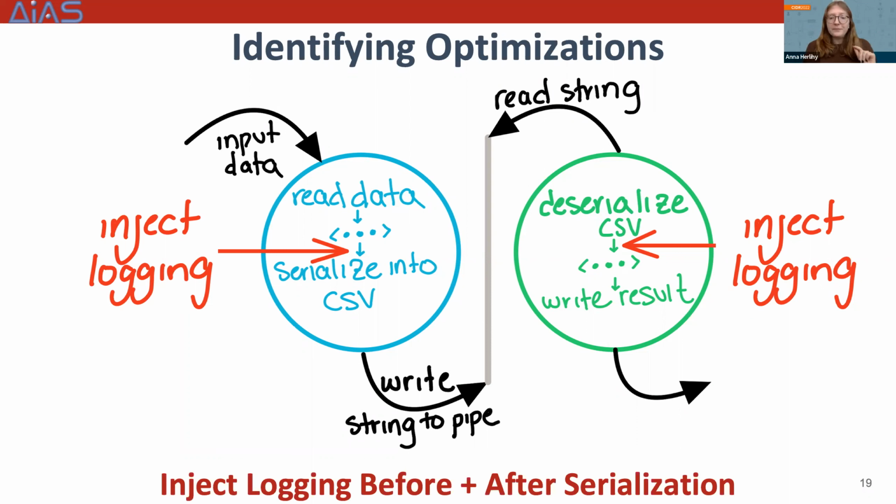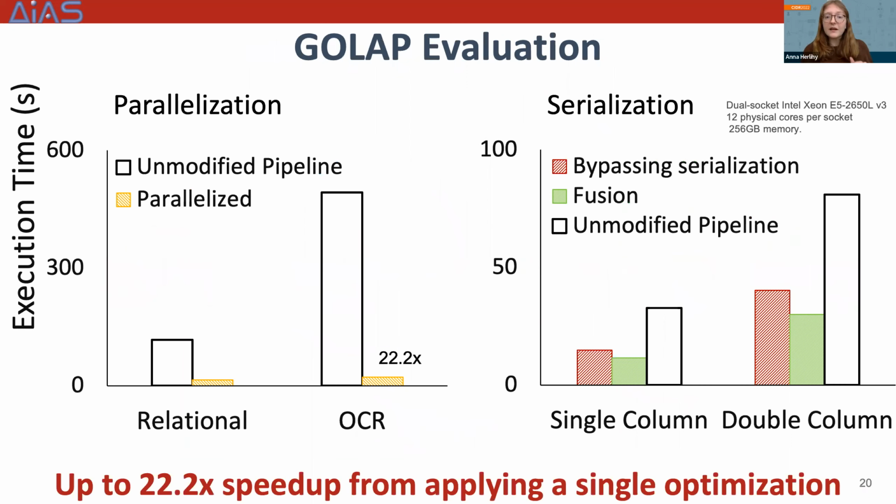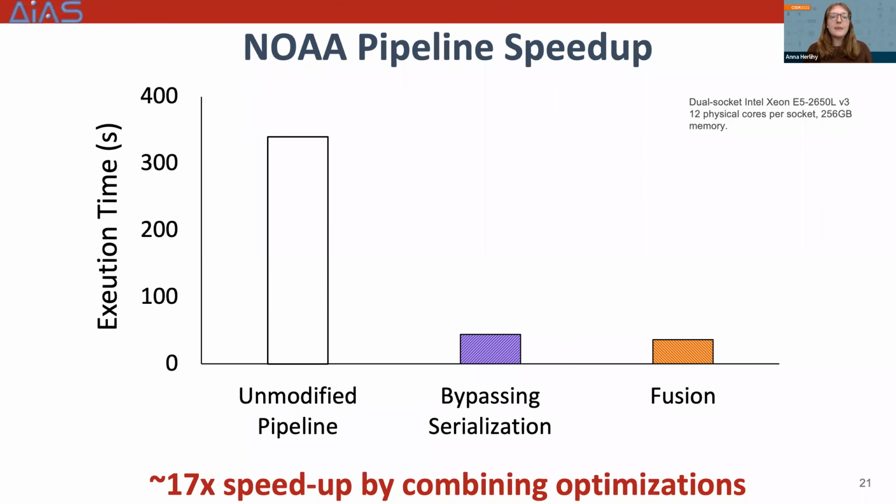So we can see here that our system achieves the same speedup as the manually optimized pipelines that I showed earlier, at best case 22 times for an OCR library. And for the single column, double column, we either skip serialization or we fuse them together. And then to see them together, both the serialization and the parallelization operator, we apply it to the NOAA pipeline, which can show us up to 17 times speedup.